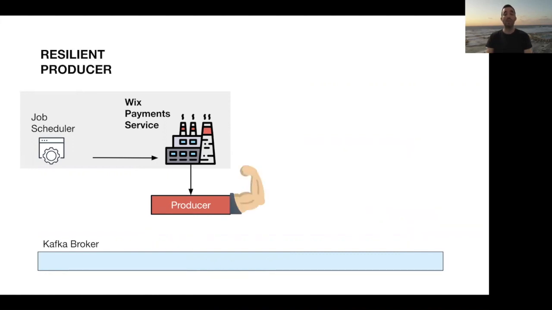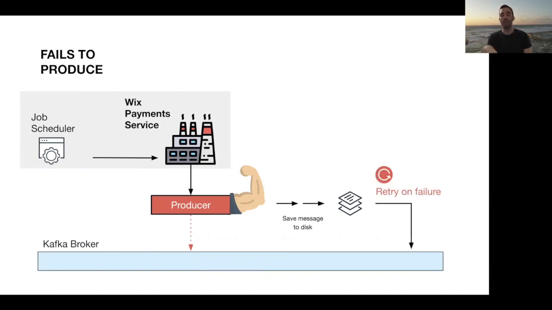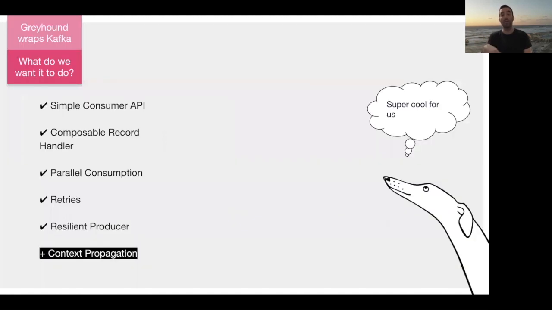So for that, Greyhound has the resilient producer that first saves the messages to a local buffer on the disk. And the default implementation is the H2 file database. And then it reads messages from the local buffer, produces them to Kafka, and will retry in case of failure. So this covers also producer-side errors.